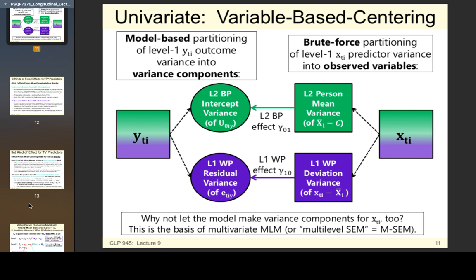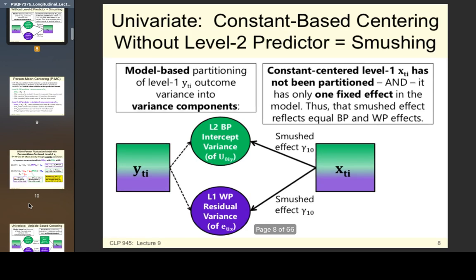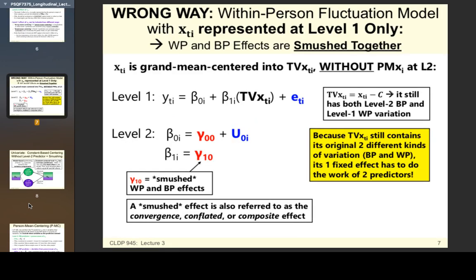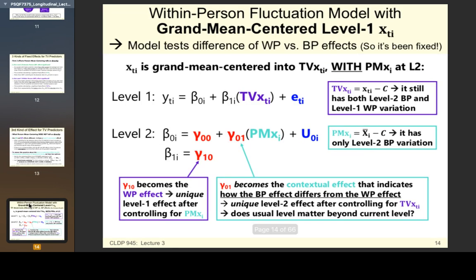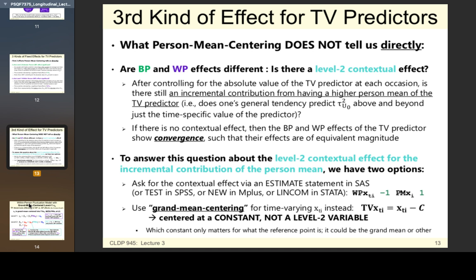So, let me back up here. This model that's way wrong, how people will fix it is to add in the person's mean. The third question that I skipped over that you might want to know is another type of level 2 effect known as a contextual effect. You can think of this two different ways. I think of it most easily as a test of whether the level 2 between and the level 1 within effects are the same. The contextual effect is the difference. So it is the empirical way to test the appropriateness of smushing.